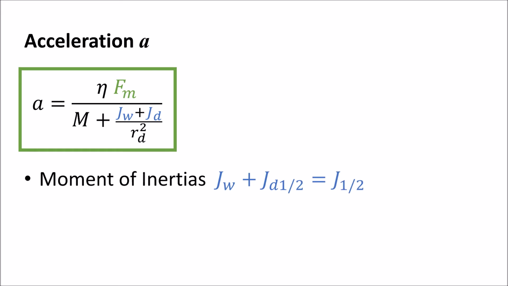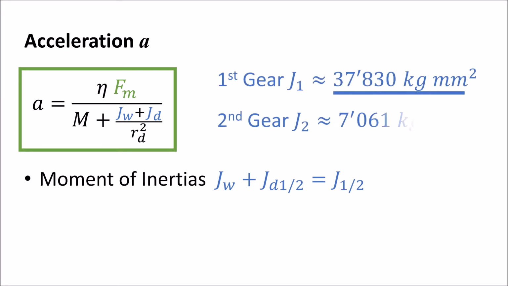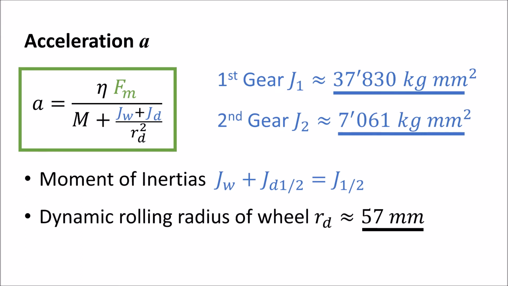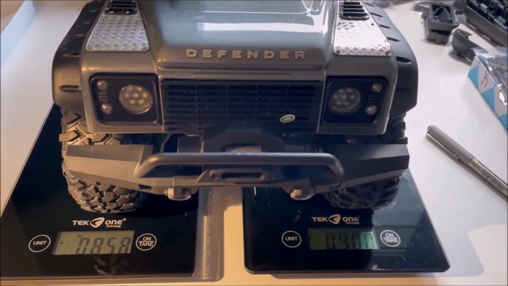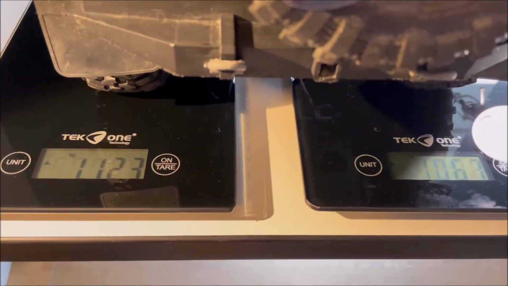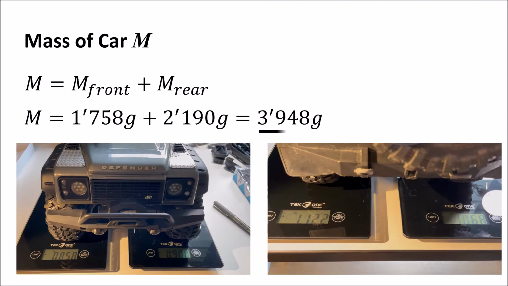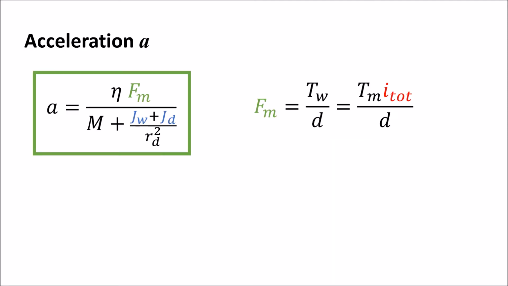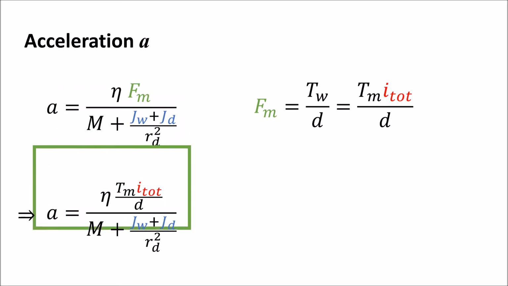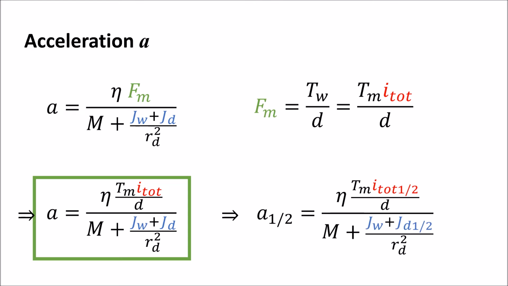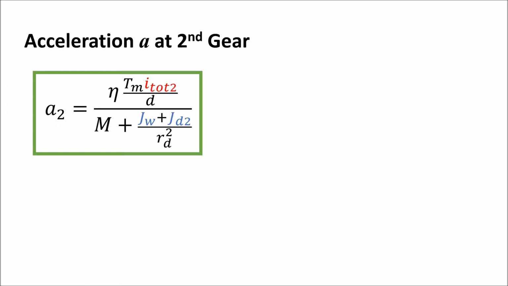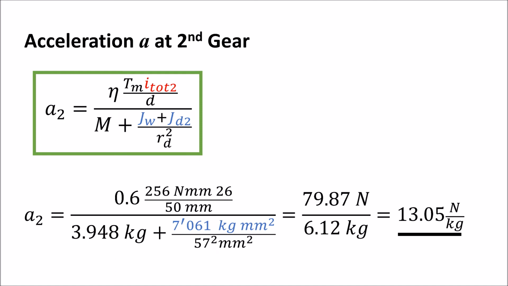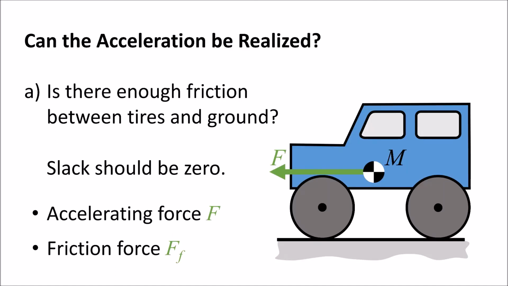Further values needed to calculate the acceleration are the moment of inertia derived before, the dynamic rolling radius of the wheels, and the mass of the entire car. The mass has been determined by a weighing scale for the front and the rear separately. Finally, the acceleration for the first and second gear can be computed using all the values presented so far. Two conditions must be fulfilled to be able to realize these rather high acceleration values in a real setting.